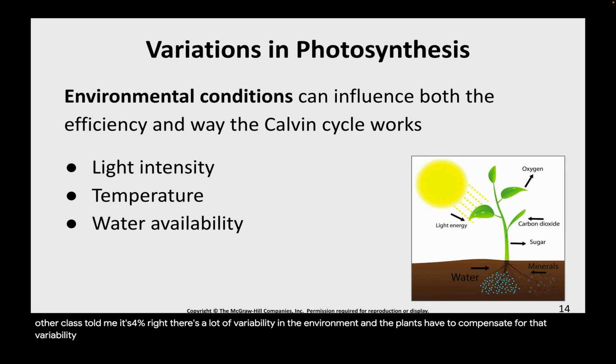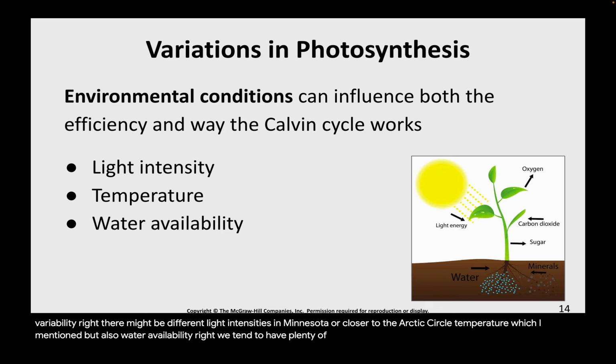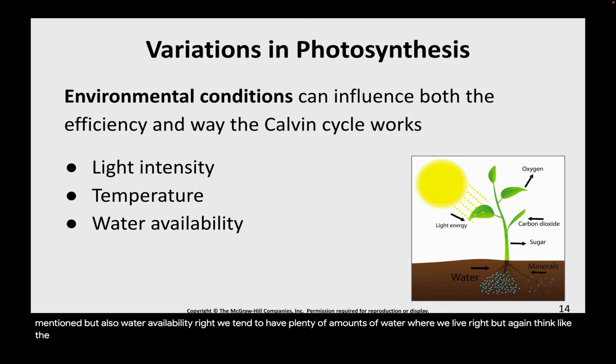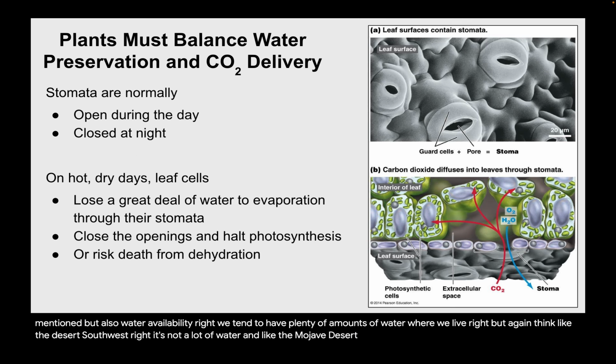right? There might be different light intensities. Think desert sun versus what noon is in Minnesota or closer to the Arctic Circle. Temperature, which I mentioned, but also water availability, right? We tend to have plenty of water where we live, right? But again, think like the desert Southwest, right? There's not a lot of water in the Mojave Desert, right? Plants have to contend with these variable conditions, right?